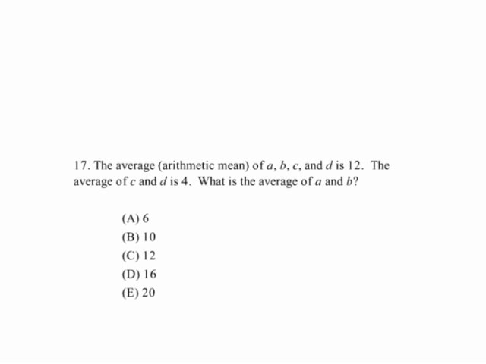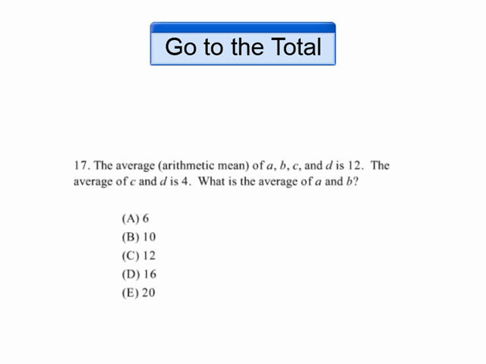This is an average problem. And the key to averages, especially when you're talking about the averages of two different equations, is to go to the totals. These problems are extremely vulnerable if you go to their totals. Okay, they tell us that the average of A, B, C, and D is 12. So we've got (A + B + C + D) / 4 = 12. Let's go to their total.